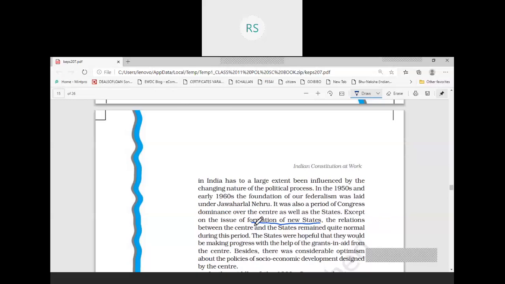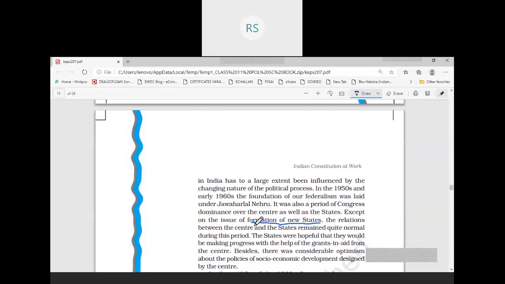There was no conflict between the center and the states. The states were hopeful that they would make progress with the help of grants-in-aid from the center, because in almost all the states Congress was in rule, and at the center Congress was in rule, so there was no conflict. Everything was going on very peacefully, and the states were very hopeful that with financial aid from the center, they would be able to make good economic progress.